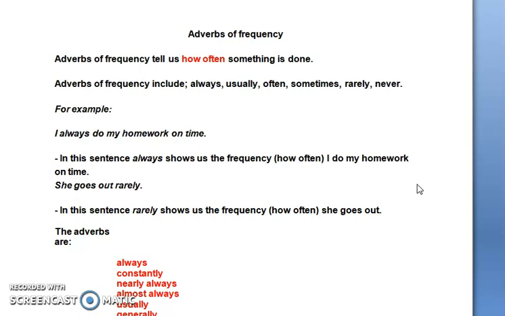Okay, so let's start with the adverbs of frequency. What are adverbs and what do they tell us about? Adverbs of frequency tell us how often something is done. Adverbs of frequency include always, usually, often, sometimes, rarely, and never.